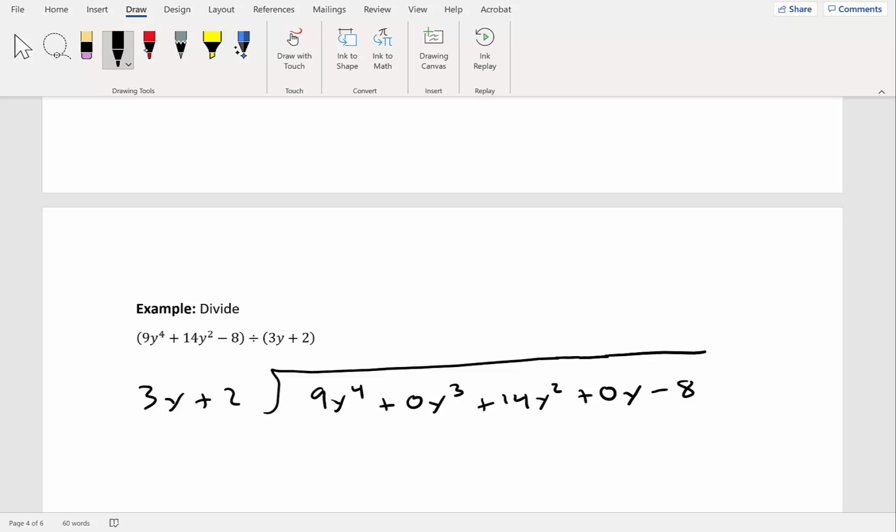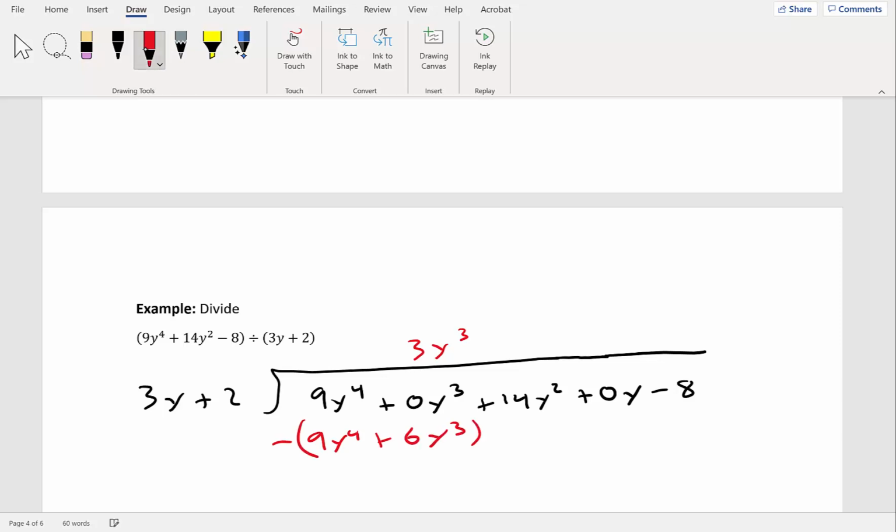Okay. So now let's go over the steps. First, I have to figure out what do I have to multiply 3y by to get 9y to the fourth. I have to multiply it by 3y cubed. Now let's go ahead and multiply. So 3y cubed times 3y, that gives me 9y to the fourth. 3y cubed times 2, I get 6y cubed.